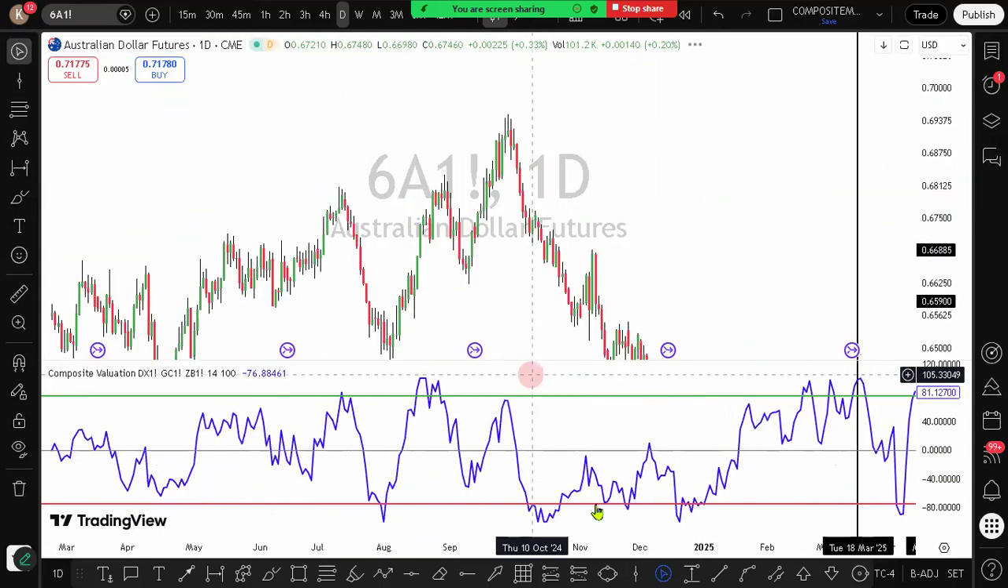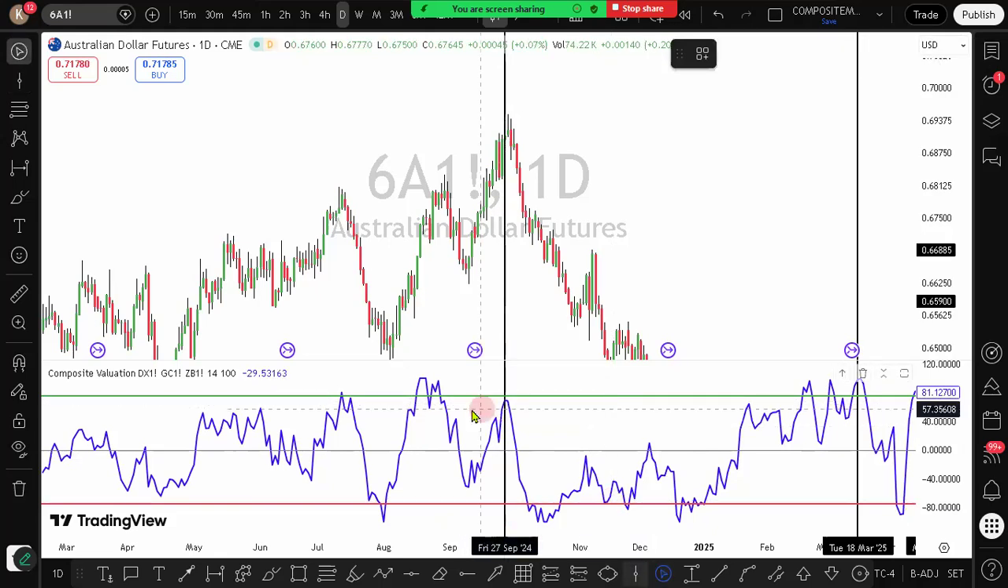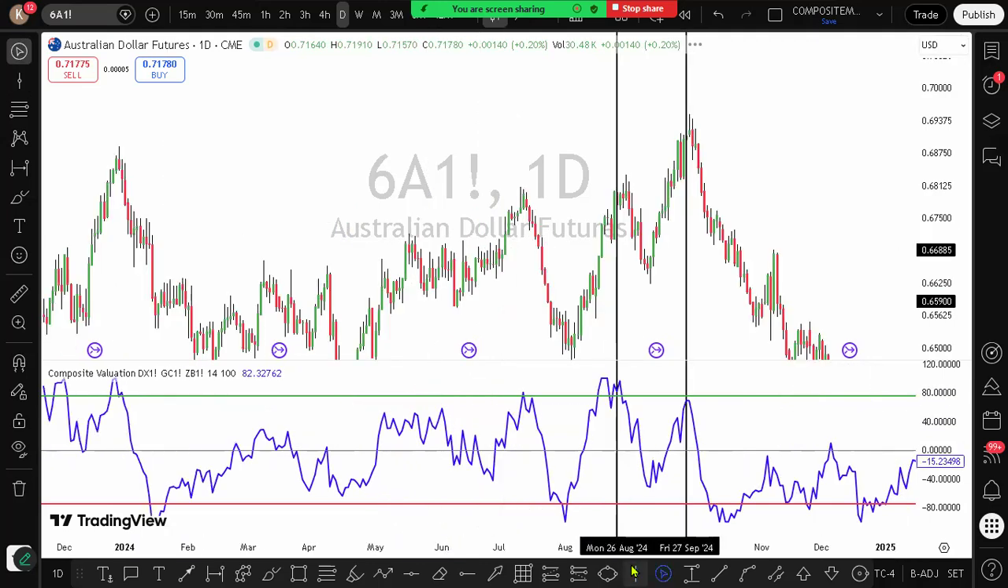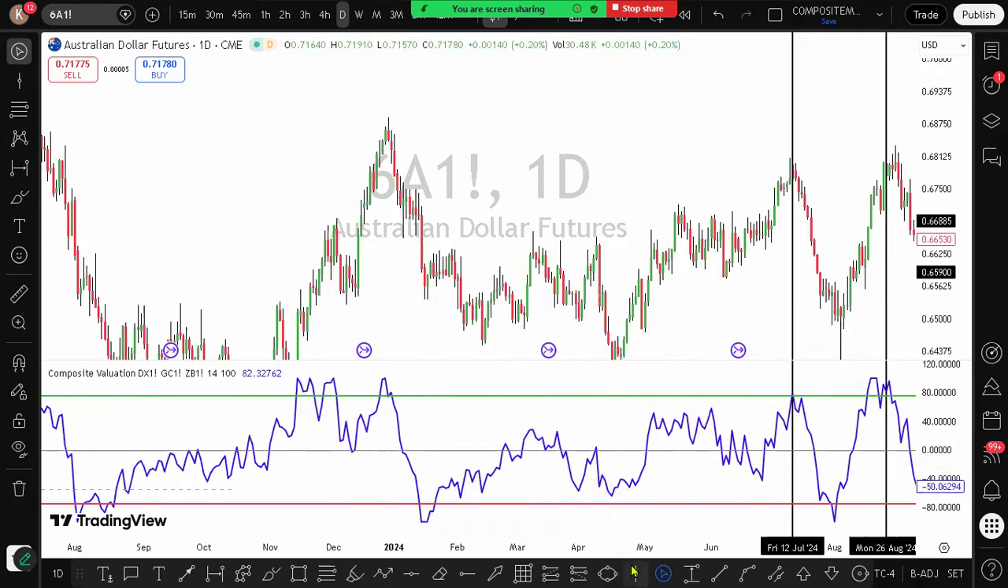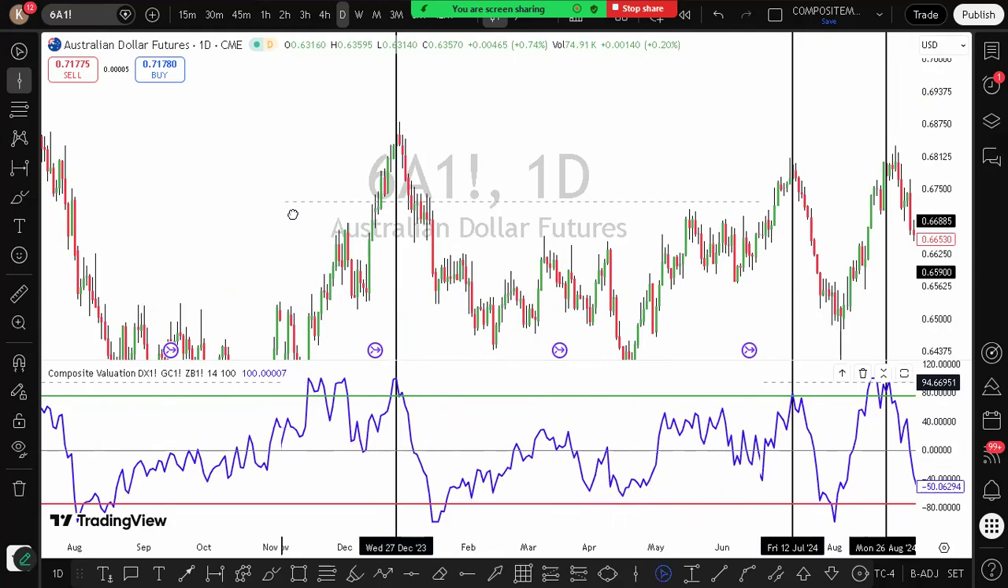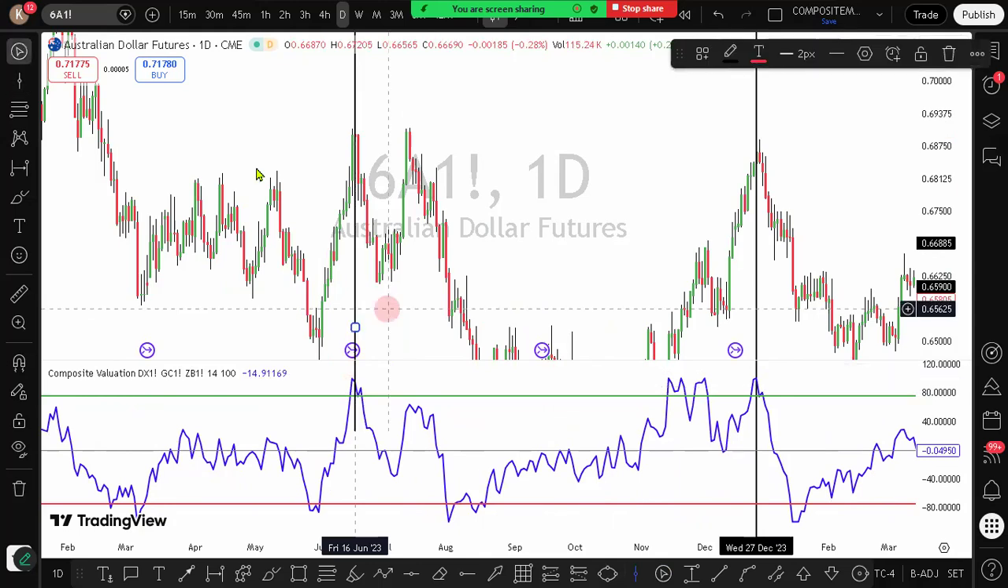Okay, here, look at this. Here we were not even overvalued, but too close to overvaluation, and we got that massive, massive drop. Here we got overvalued, get a drop. Here we get overvalued, get a drop. Here again we get overvalued, we get a drop. And here again we get overvalued. Look at that, guys. Get a massive, massive drop.